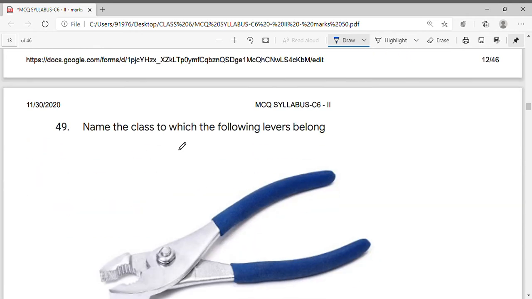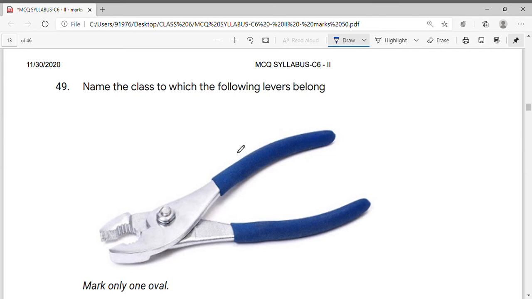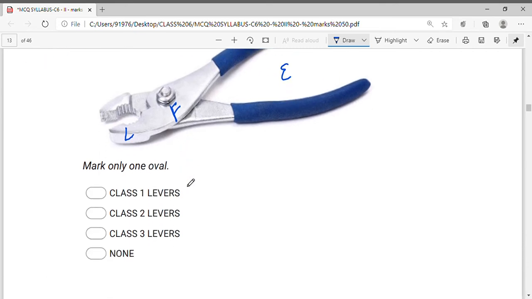Name the class to which the following lever belongs. Now this is a plier. Since the fulcrum is in between the load and the effort, this is a class 1 lever.